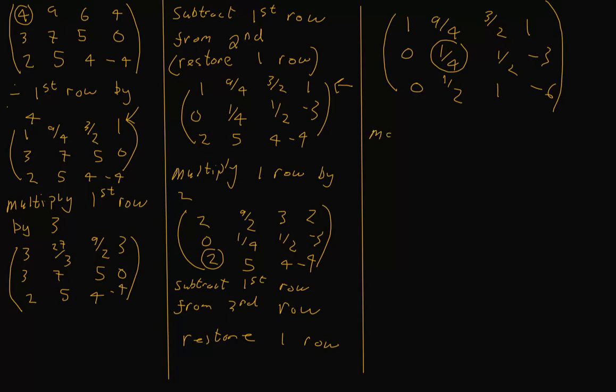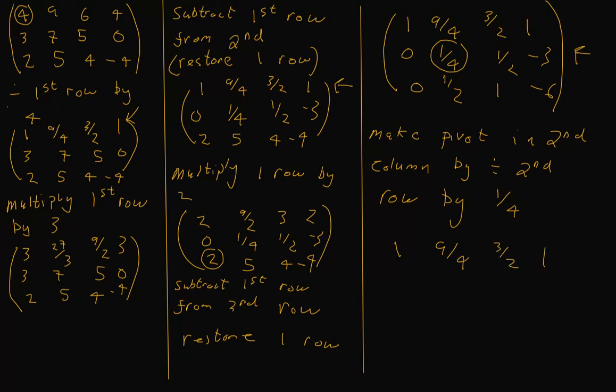Okay, so we make pivot in second column by dividing second row by the magic number to make that 1, well, it must be a quarter. Okay, so we've got 1, 9 over 4, 3 over 2, and 1. We're dividing by a quarter, so we are going to get 0, 1, 2, negative 12, and 0, half, 1, and negative 6. Whew. Okay, so we are nearly there. We're getting there very slowly.